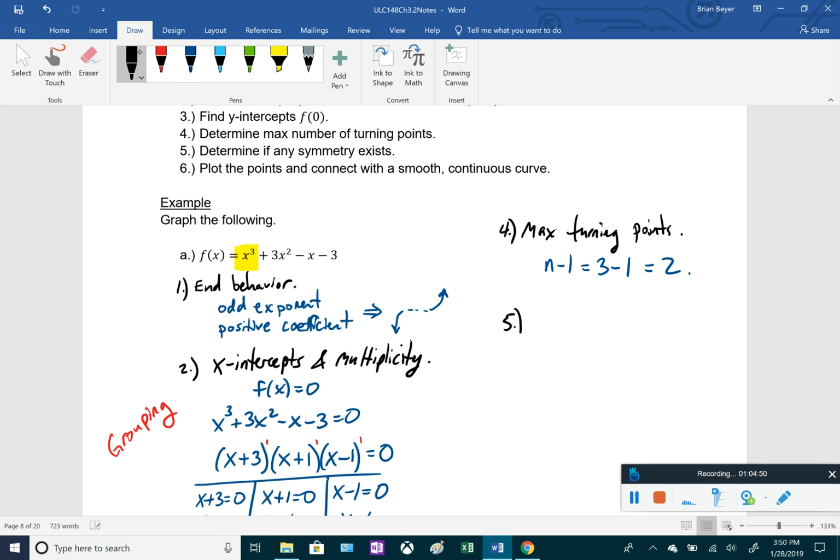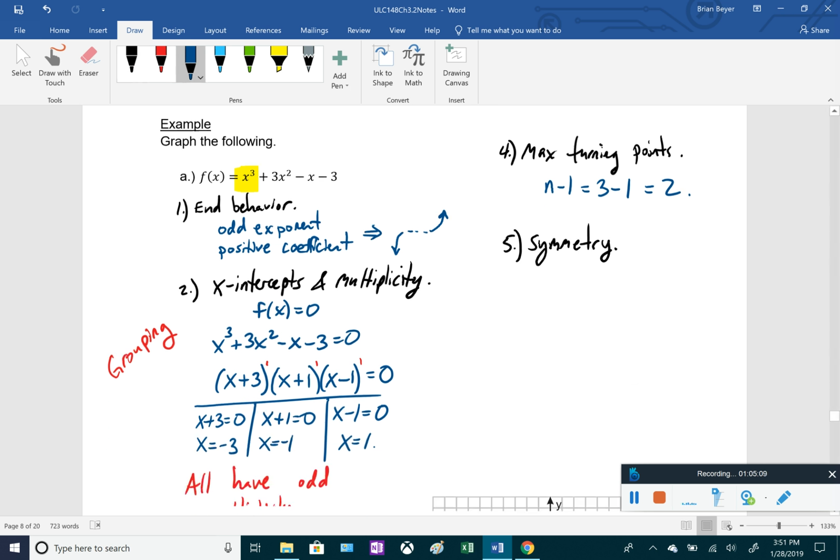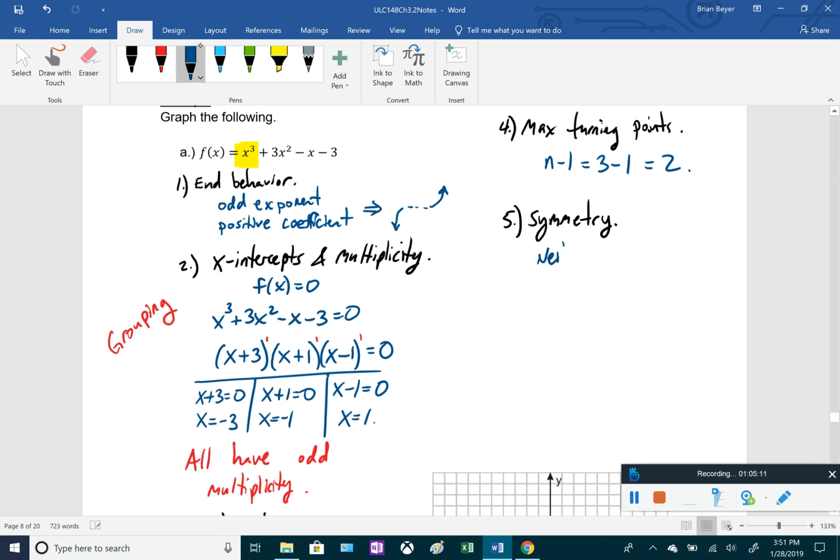And 5, for symmetry, we can use the shortcut. You won't always be able to use the shortcut for every single type of function by any means. Polynomials, you can always use the shortcut though. Just make sure it's expanded out. So symmetry, there's a mix of exponents here, right? There's a 3, 2, 1, and constant term. So there's going to be neither y-axis symmetry or origin symmetry. So I'm just going to put neither symmetry.